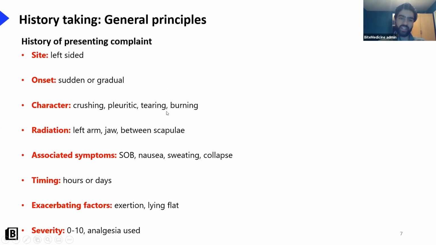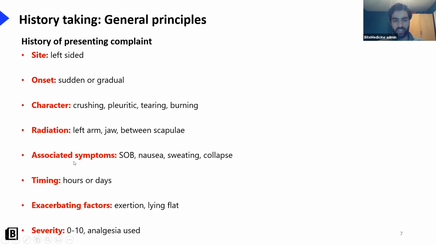Tearing is typically associated with aortic dissection, and burning is classically associated with esophageal problems. Does the pain go anywhere? Does it go into the left arm? Does it go into the jaw? That's suggestive of acute coronary syndrome. Does it go between the shoulder blades? That's suggestive of aortic dissection.